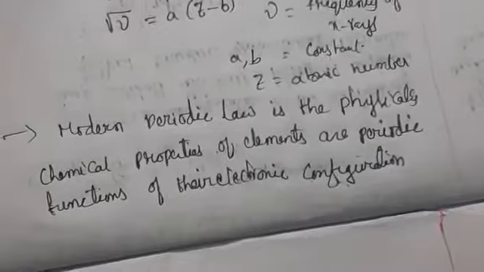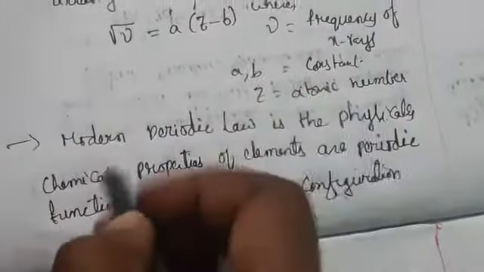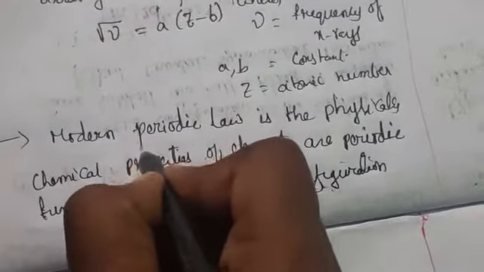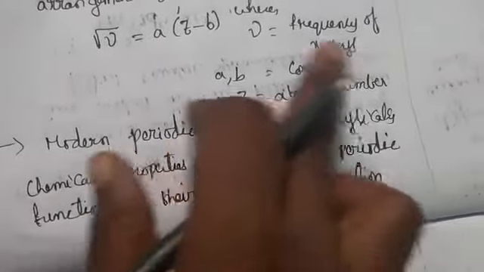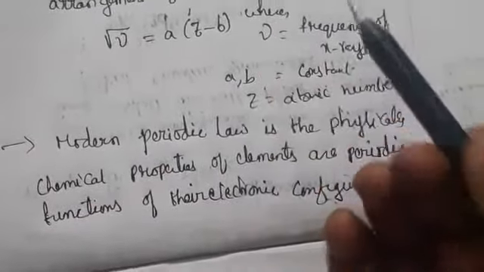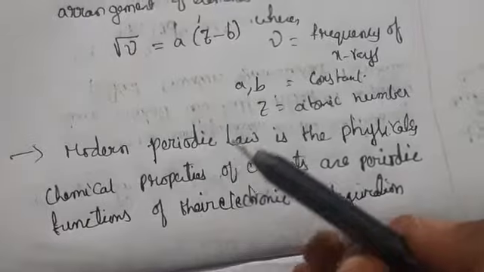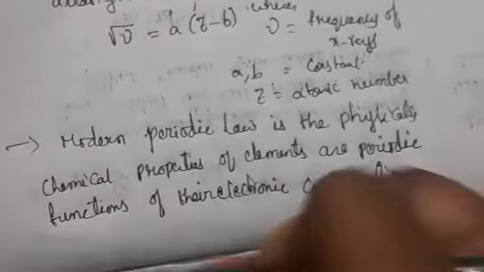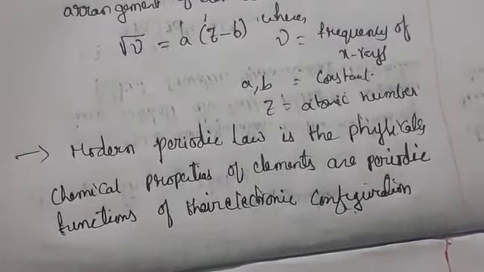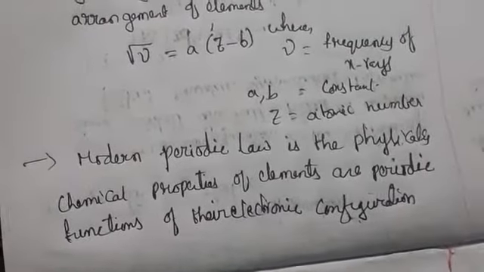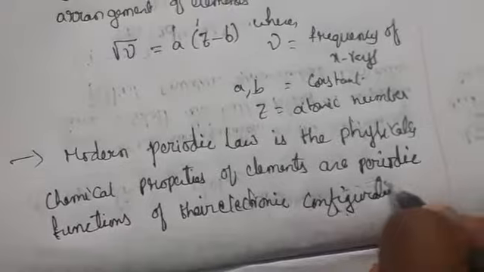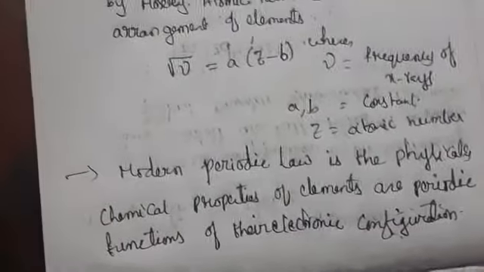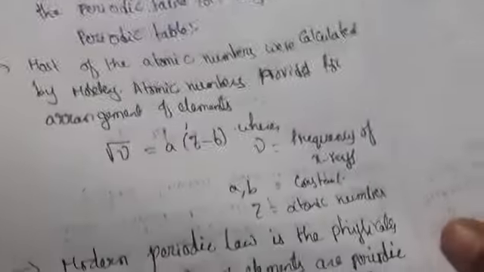So the modern periodic law, what he told, according to Mendeleev's periodic table first modified. He stated that the physical and chemical properties of elements depend upon, or are a function of, the electronic configuration. This we call the modern periodic law. It is very important.